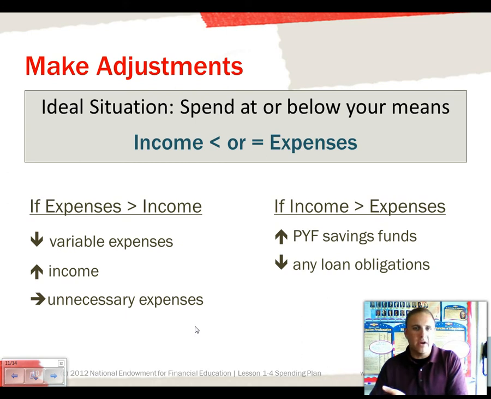If your income is greater than your expenses because you were able to limit your expenses, your savings funds will go up and your loan obligations will go down. And in terms of building a sound financial portfolio and a sound financial background for you, or in layman's terms, putting you in the best financial position possible, we always want to see our savings go up and our loans go down. And if we can do that, we know that we're securing a good future for us.